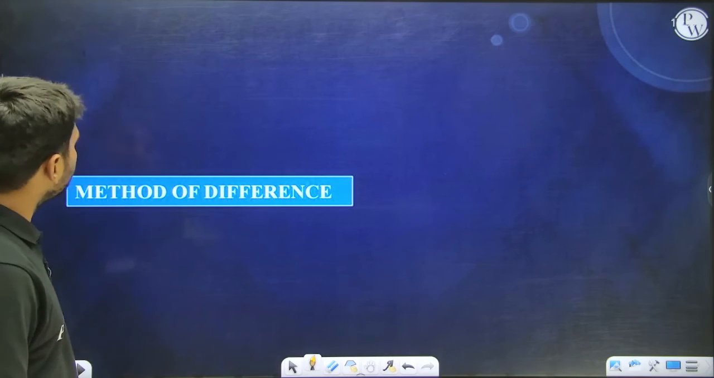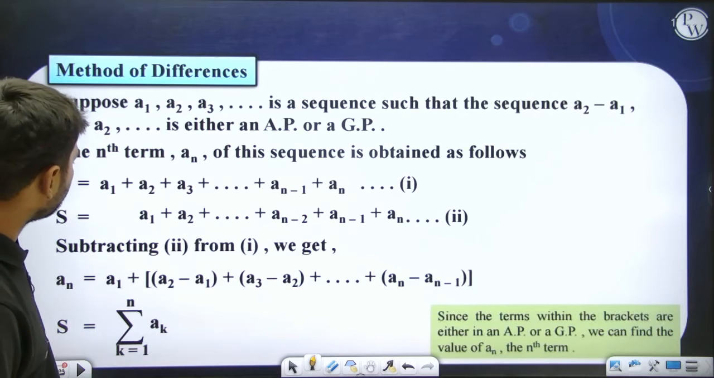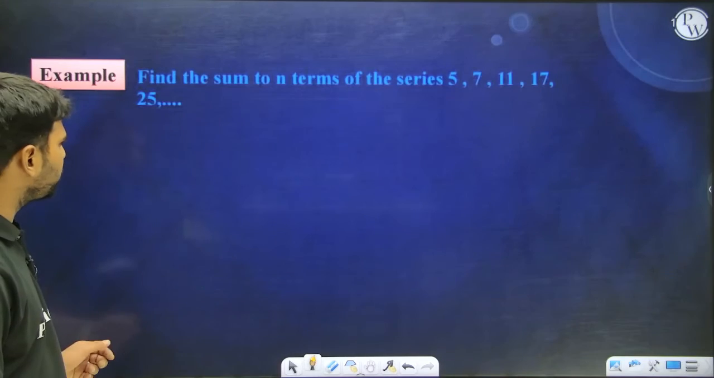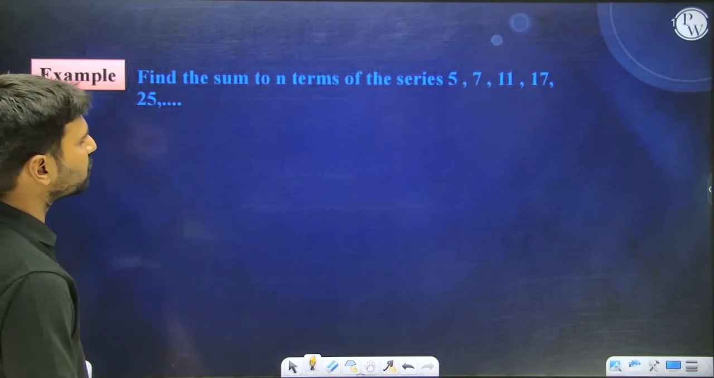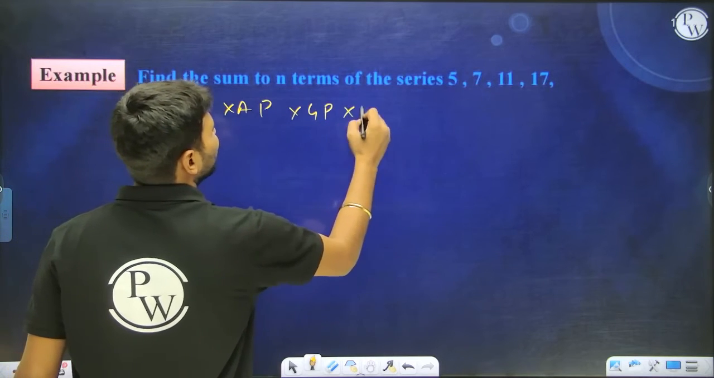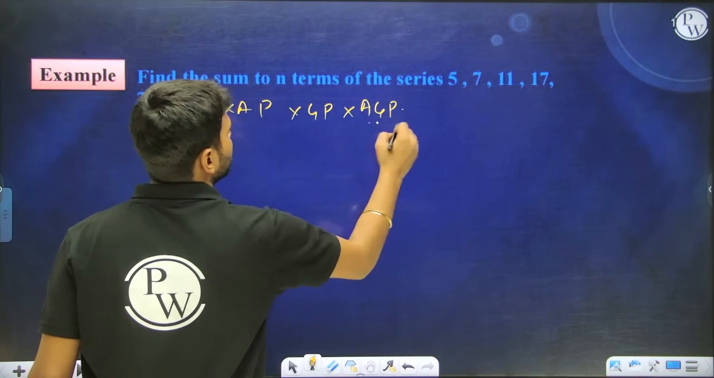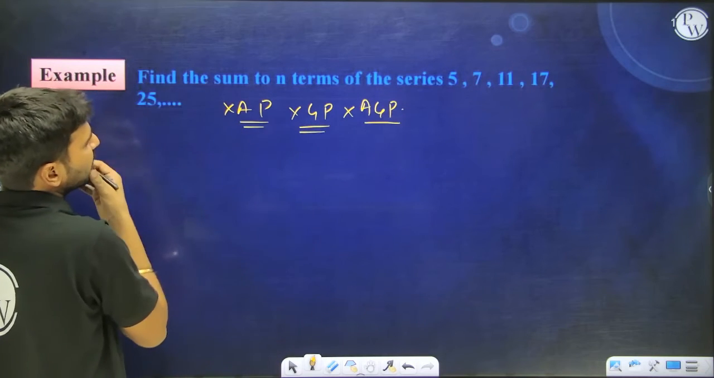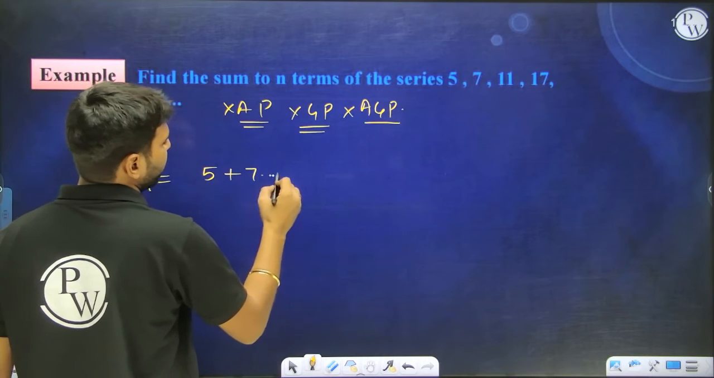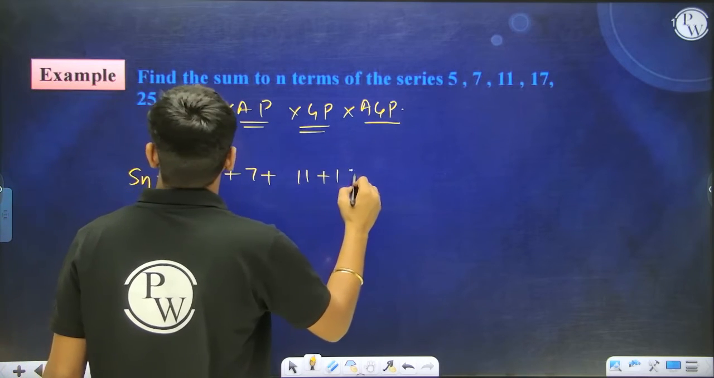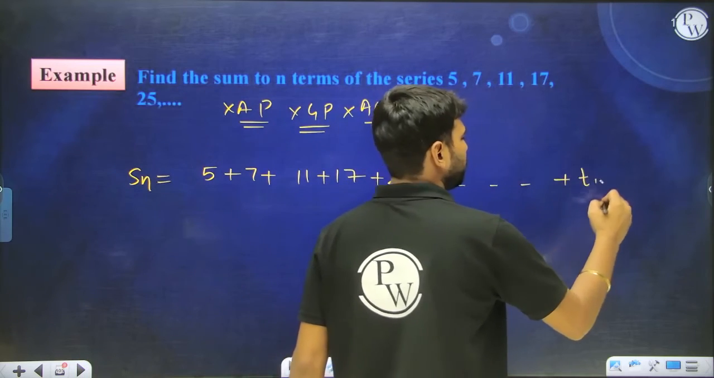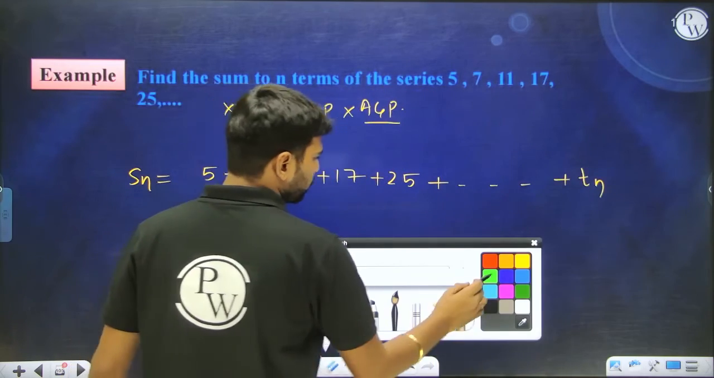Method of difference is another important variety of problem. Method of difference means what we have done in AGP, quite a similar method only. Let's talk about this. Now this is not an AP, not a GP, not an AGP, and still if you want to write down the summation. So what we want to find out is the sum of n terms of this particular series: 5 plus 7 plus 11 plus 17 plus 25 and so on till the nth term. Sn is what we want to find out.